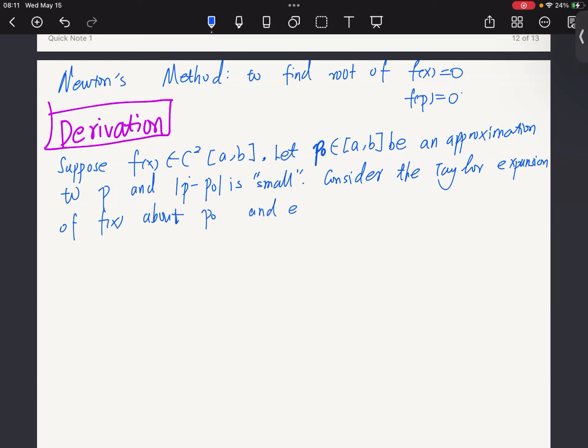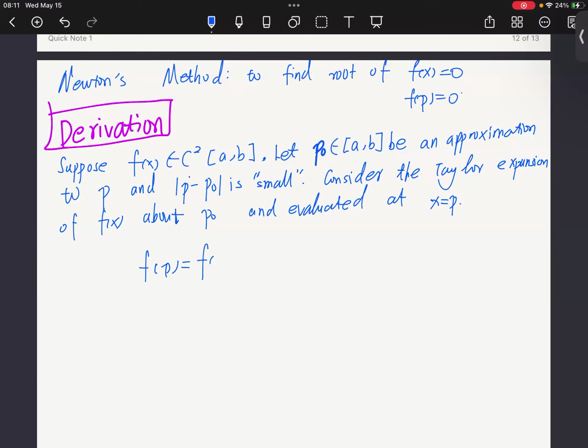Evaluate at the... let's set x to be p. Which means that if we do the Taylor expansions here, you will see this happens. On the left-hand side, I have f(p), and then I'm going to do the Taylor expansion around the point p0.